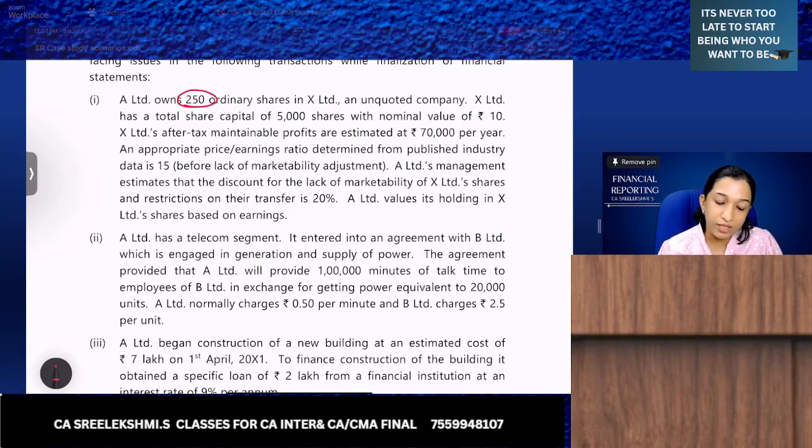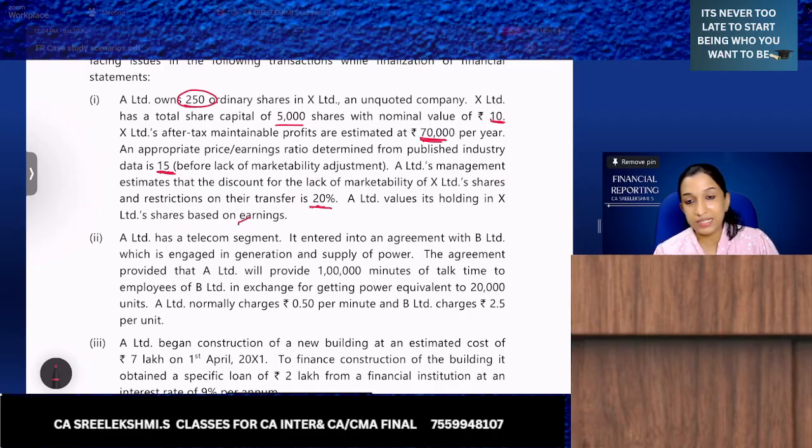X Limited has total share capital of 5,000 shares with nominal value of rupees 10. X Limited's after-tax maintainable profits is 70,000. This is from Ind AS 113. An appropriate price-earning ratio from published industry is 15. A Limited's management estimates that the discount for the lack of marketability of X Limited shares and restrictions on the transfer is 20%. A Limited values its holding in X Limited based on earnings.